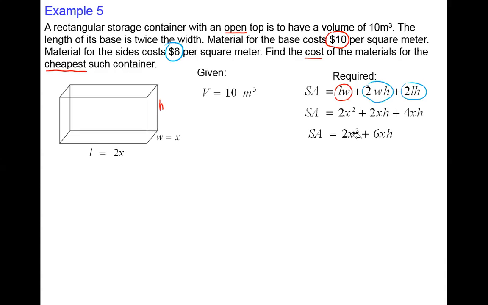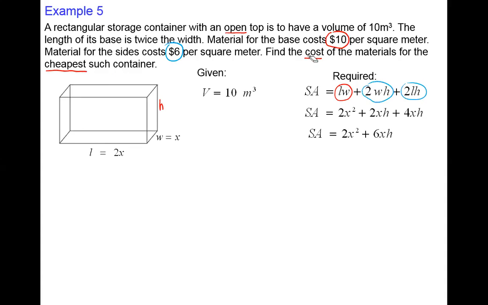I will keep, of course, 2x squared plus 6x, but H I have to rewrite. But as I said, this is the surface area. That means this is the amount, 2x squared. It's an amount of the material that we need to build a base. 6xh is the amount of the material that we need to build the sides, yes, the walls of that box.